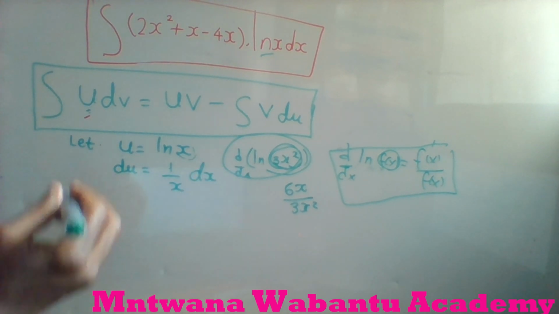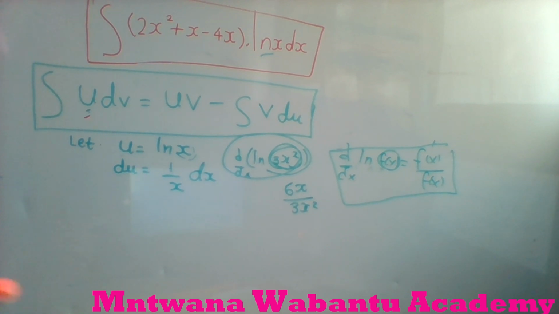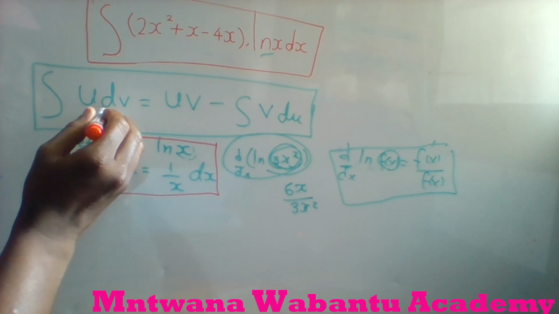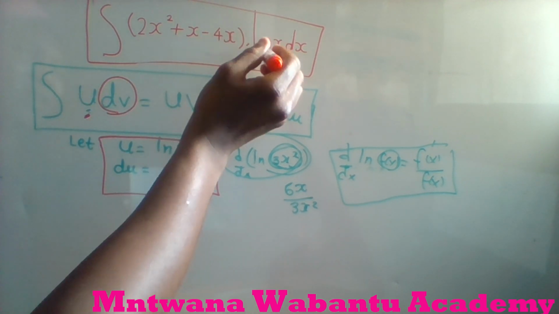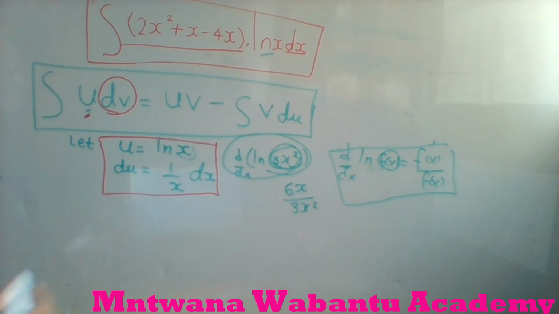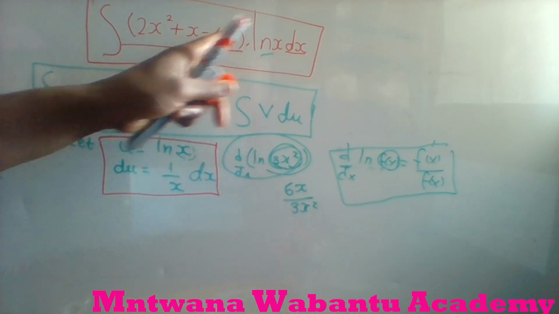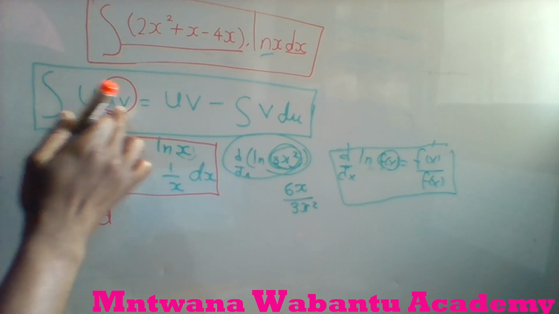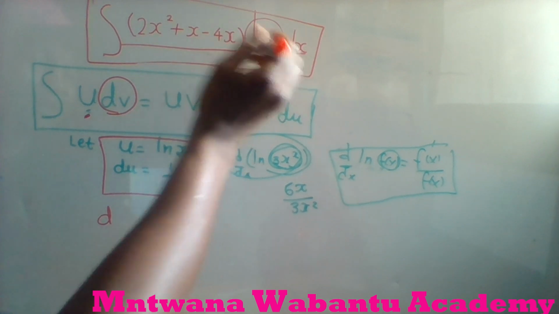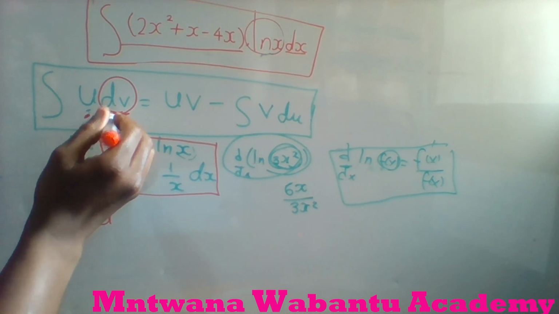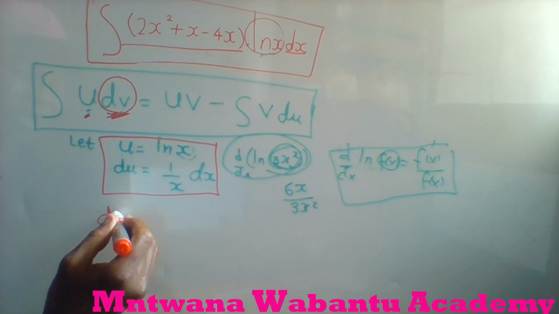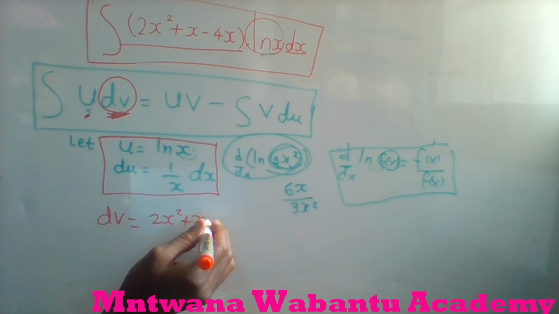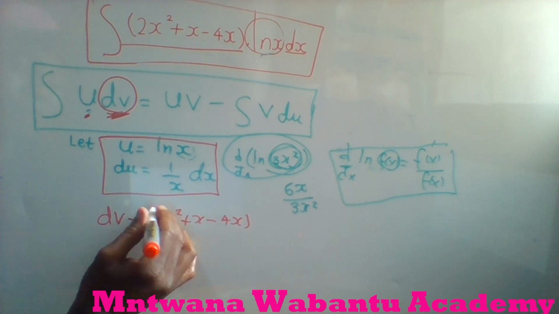So after that, I go with the formula. If u is equal to ln of x, then what are we left with? We are left with dv. So dv is going to be the rest, which is 2x squared plus x minus 4x, with dx.